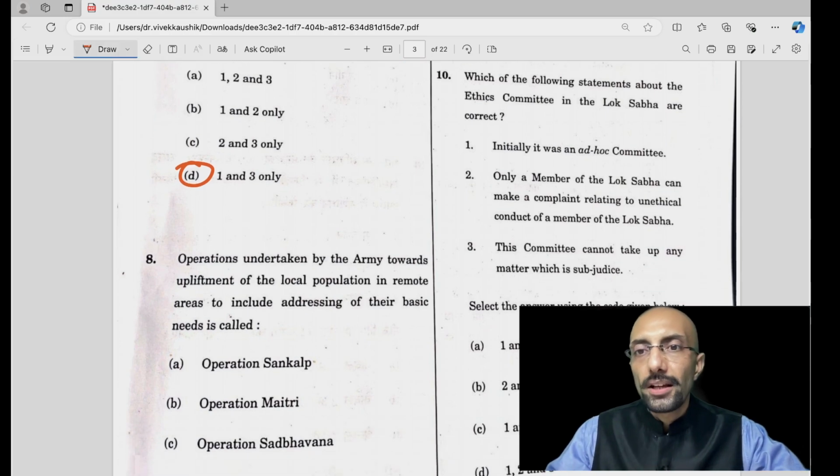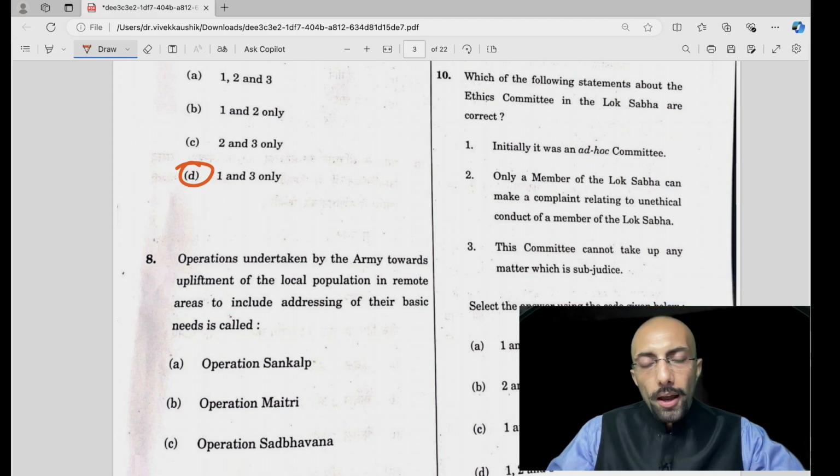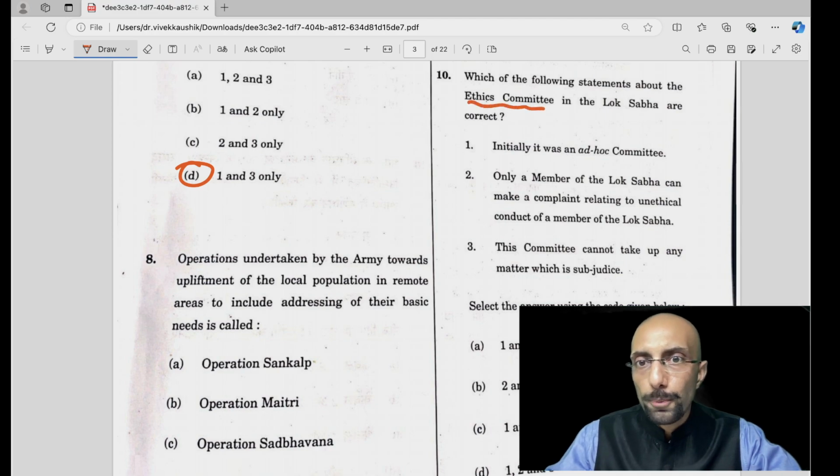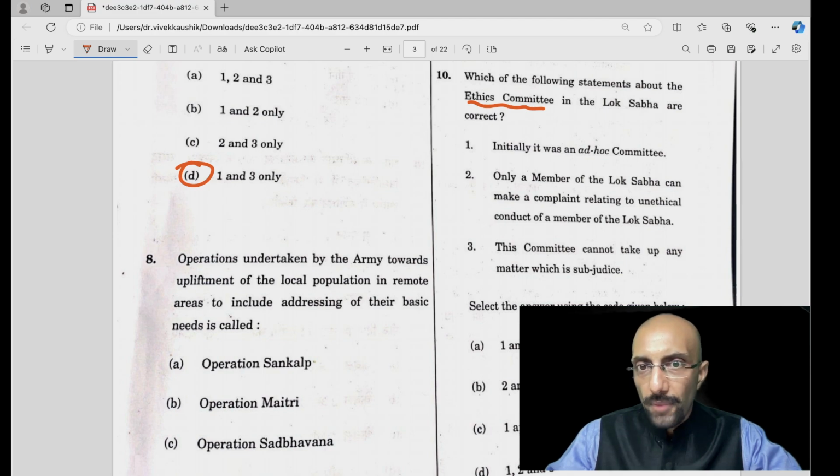Now this ethics committee was in the news in the context of the disqualification of one of the MPs from West Bengal, Mahua Moitra, and at that time the ethics committee was quite in the news. So it says, which of the following statements are correct?